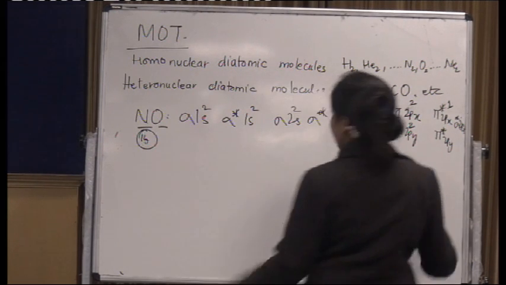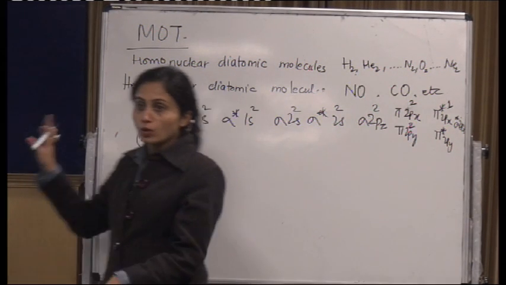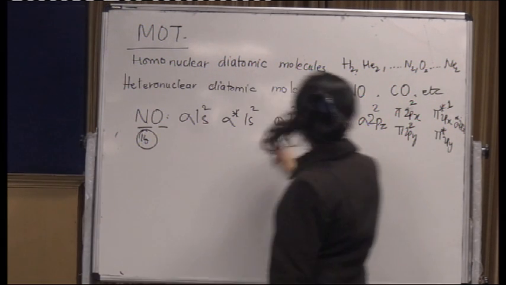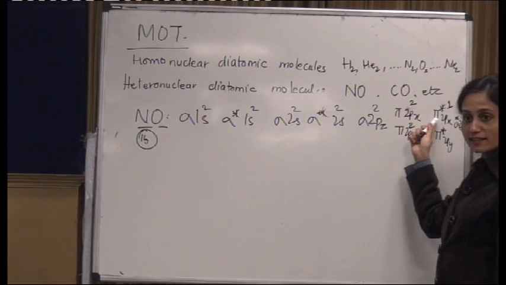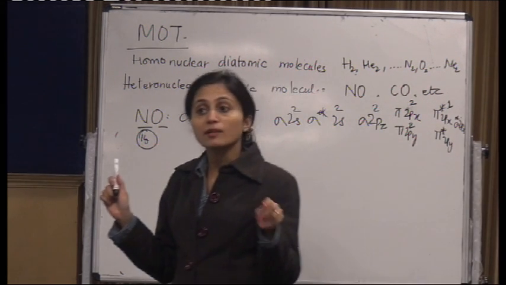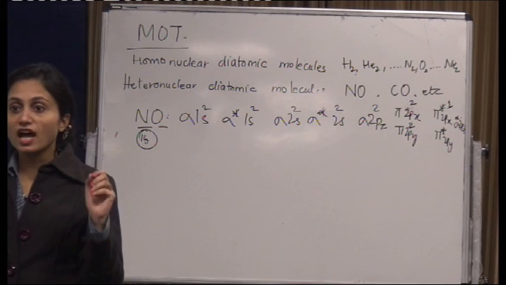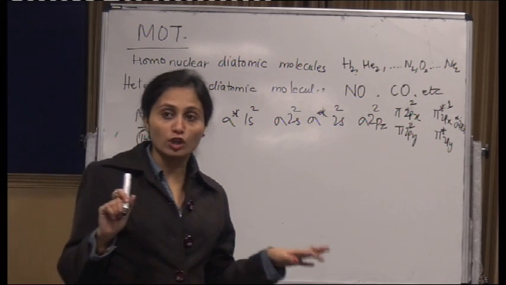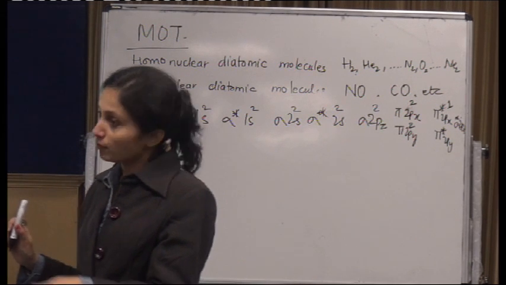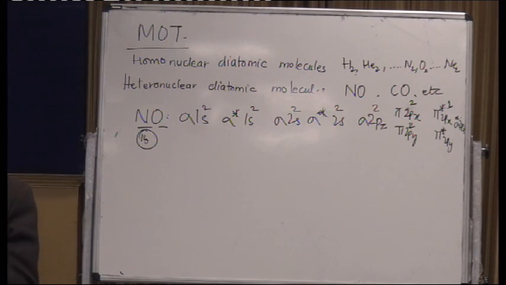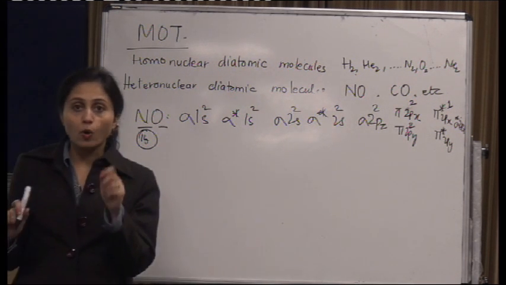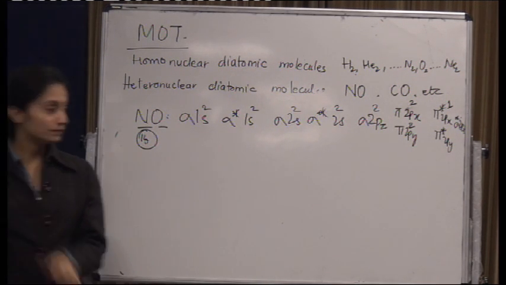And in this case, why is NO called an odd electron molecule? Now you know the answer. Because it has one electron in the anti-bonding molecular orbital which is unpaired. That is why NO is paramagnetic also, because unpaired electron हो गया, and because of that one unpaired electron in the anti-bonding molecular orbital, it's called an odd electron molecule.